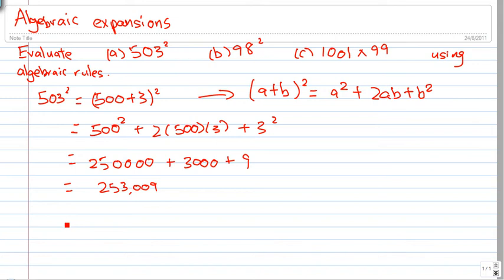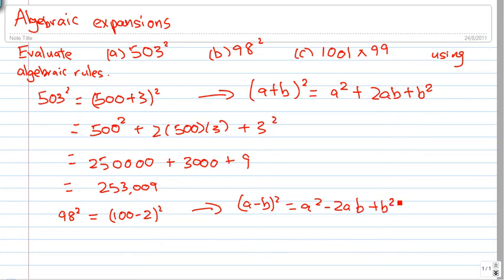Okay, what about 98 squared? 98 is less than 100, isn't it? So how else to represent it? This is (100 minus 2) squared, isn't it? Now this resembles (a minus b) squared, which gives you a squared minus 2ab plus b squared. And so use this identity to help you solve.